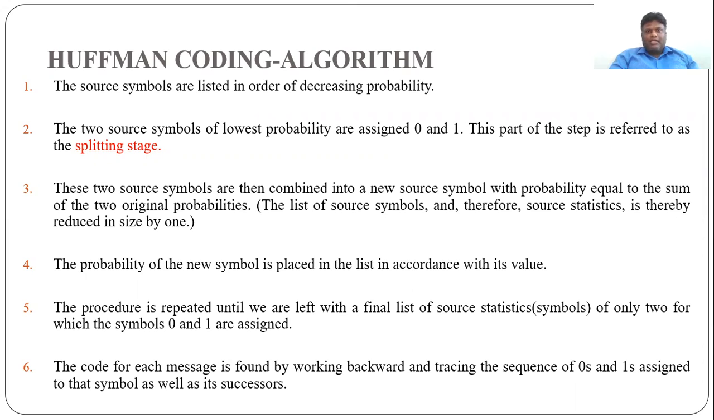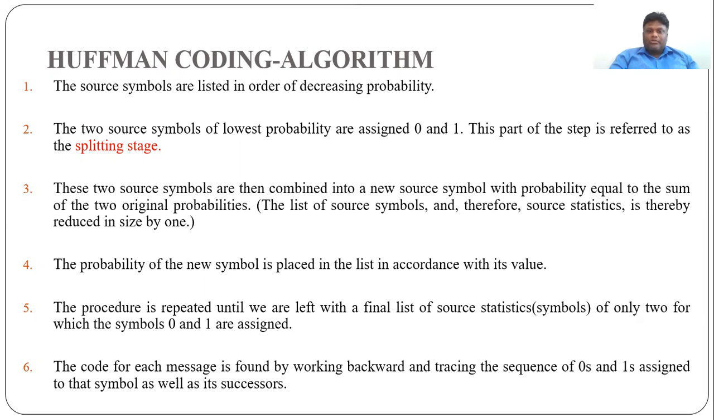The second step is to split the source symbols or your messages. This has to be done in an orderly fashion. The lowermost probabilities are chosen first, split first, and assigned as 0 and 1. Then these two source symbols have to be combined, added up, and written as a new probability. Then you have to find the lowest two more source symbols or messages and combine them. Then you have to do this step again and again till you have only two symbols.